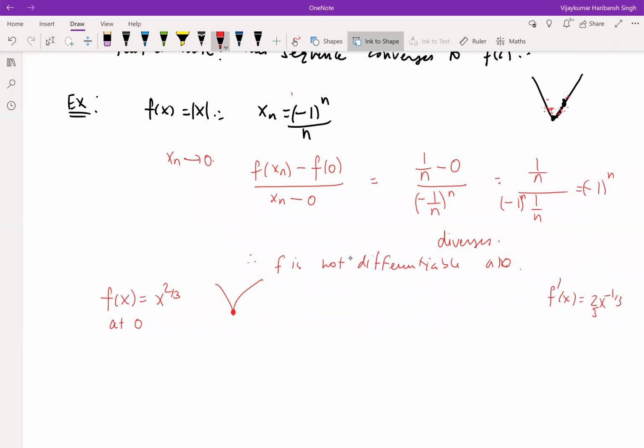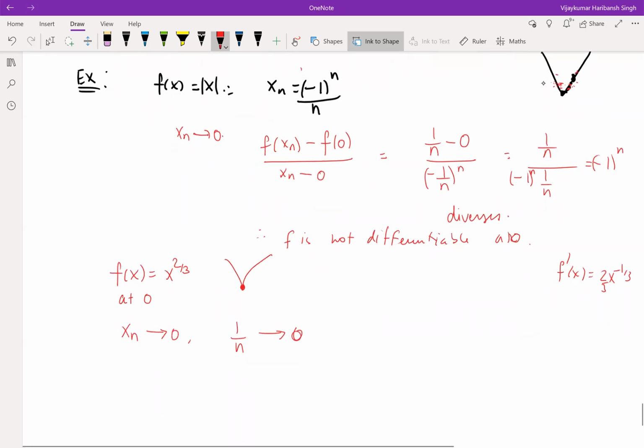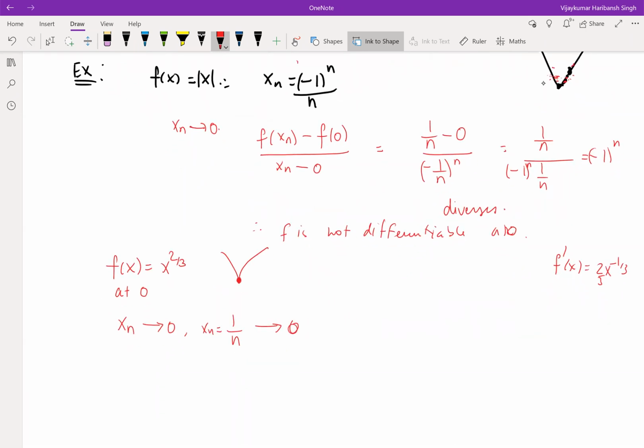So let's take an xn converging to 0. And again, as you said, we want a pretty xn. So this pretty xn could be 1 over n. Even the previous minus 1 to the power n will also work, but let's take 1 over n converging to 0. Yeah, this is my xn. I'll see if we need minus 1 to the power n there.